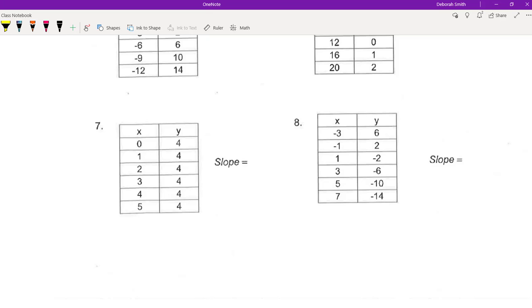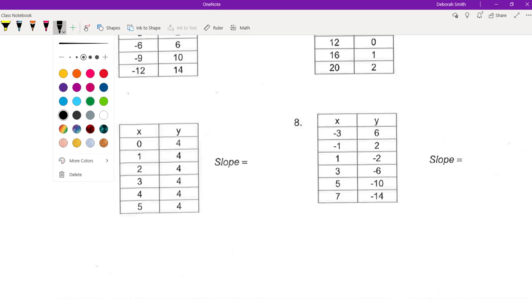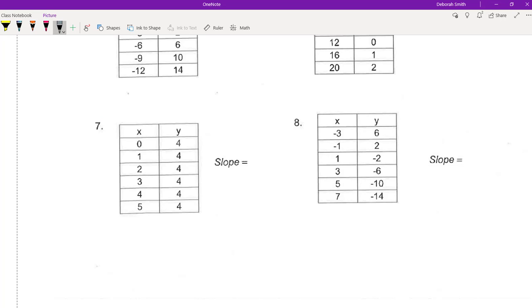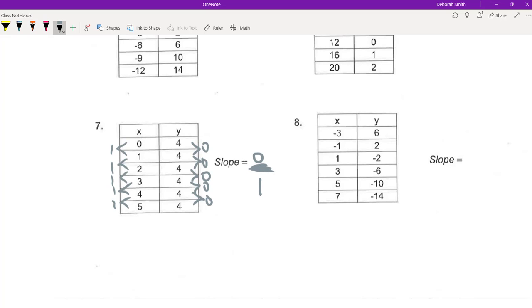So here's an interesting one. We have no change in all of these 4's. We're going from, excuse me, no change from 4 to 4 to 4 to 4. No change at all. So that's our vertical. So over here is our horizontal changes, and it's increasing by 1 each time. So I have a 0, no change, over 1. And then when you simplify that, that's 0.